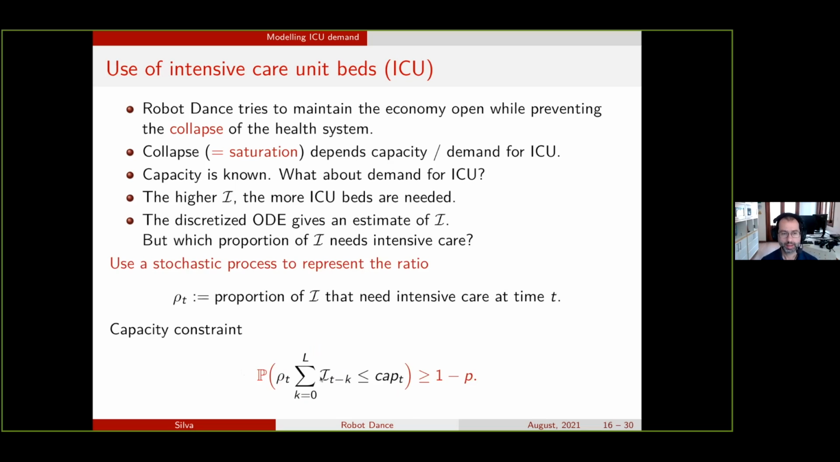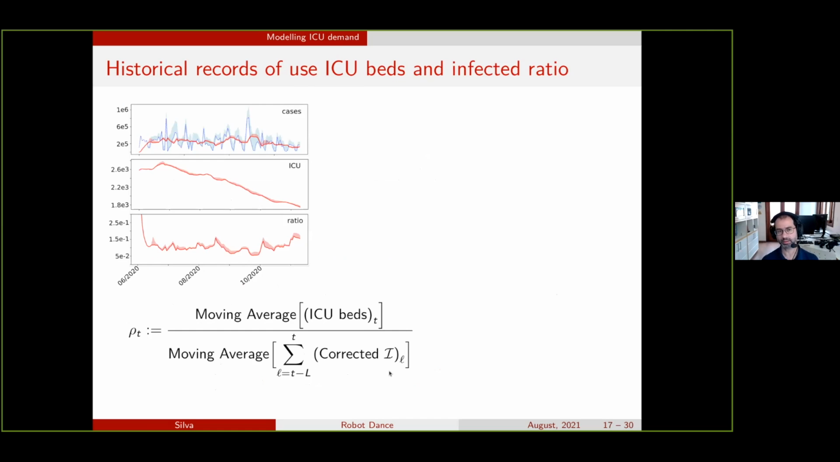Okay, that would be nice, but we know that this rho of T changes a lot during the pandemic, and it seems to have some kind of stochastic flavor. So we decided to assume that it was of a stochastic nature, and we decided to model it using some kind of stochastic process. What we want to write as a constraint is something like the probability that our demand will fit in our capacity will be above 1 minus P, where P is a parameter that is given to us from the outside.